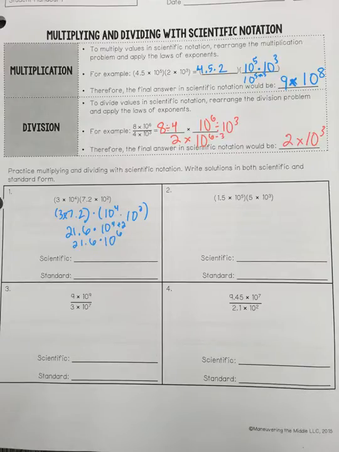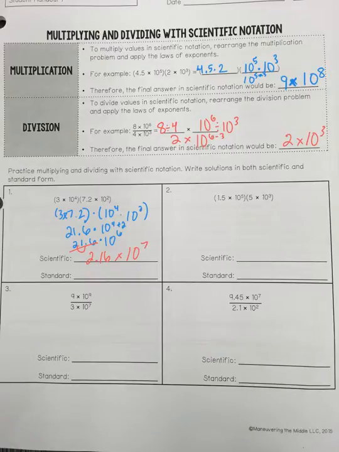Now, this is equivalent to the correct answer, but that's not currently written in scientific notation. In order to write it in scientific notation, this number here has to be something between 1 and 10. So I'm going to go ahead and bump this back 1. So it's 2 and 16 tenths times 10 to the 7th.